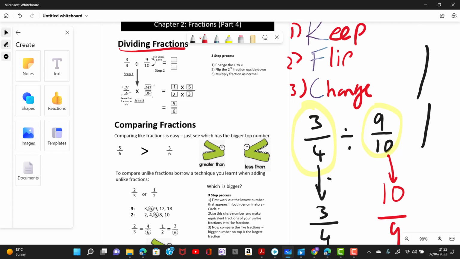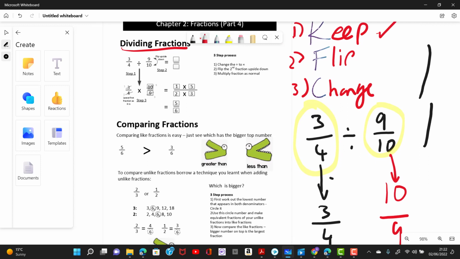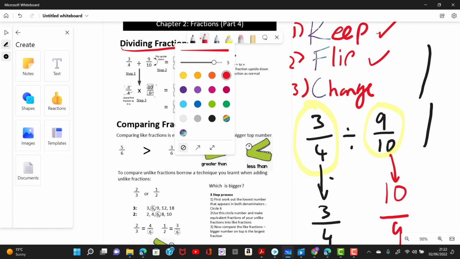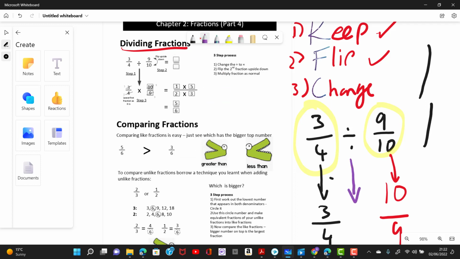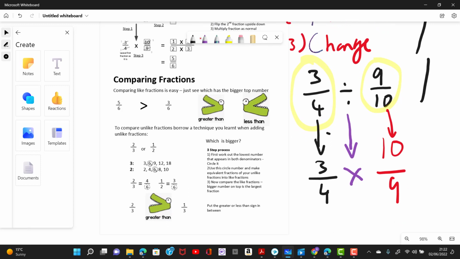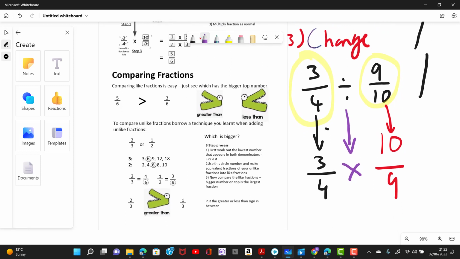And the final steps are keep, flip, change. So we've done keep, got a tick on that, done flip. Now the final step, step 3, is change. So that divide, we change it to a times. It's essentially the same steps, just changed in order to make it easier for us to memorize. Keep, flip, change. KFC.